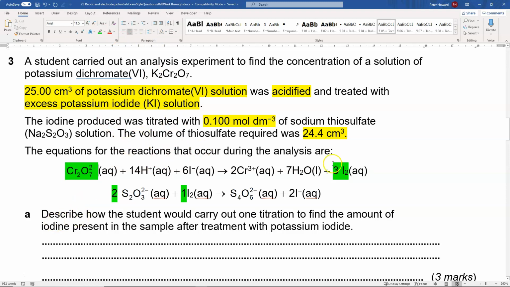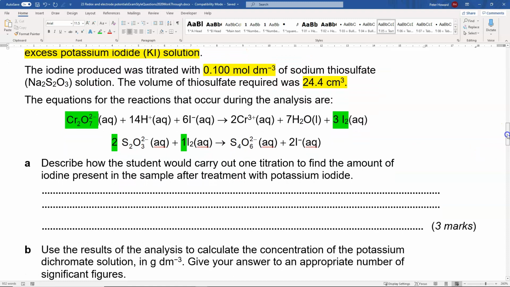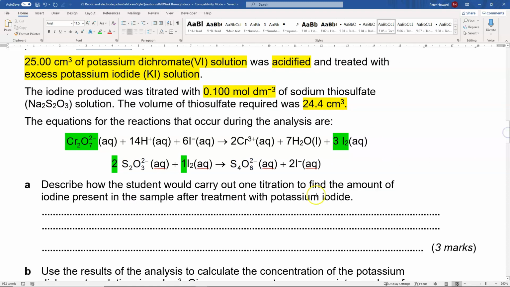So, explain how you would carry out a titration to find the amount of iodine present in the sample after treating with potassium iodide. Some of the key things is thinking about the piece of equipment, visualizing it, and thinking about what you'd do. Obviously, what are we putting in the different pieces of equipment, and how are we going to be measuring? So we'd obviously use a burette for the sodium thiosulfate because we're adding the sodium thiosulfate.